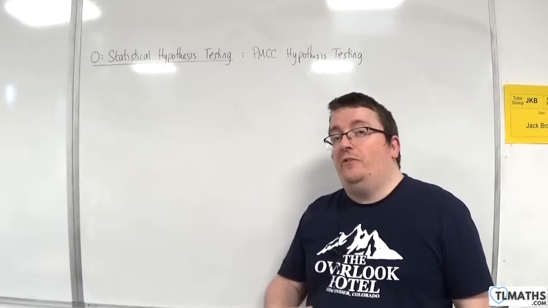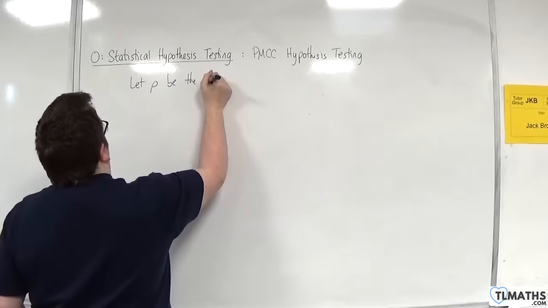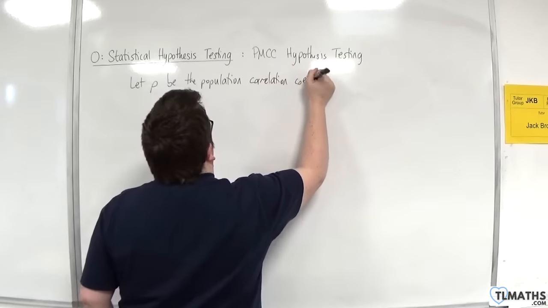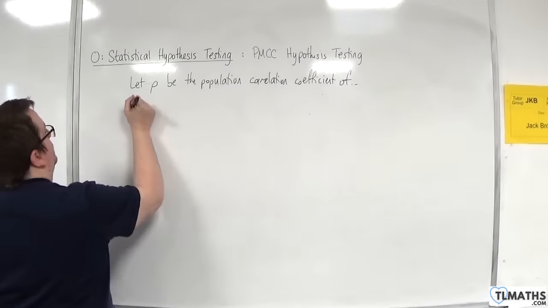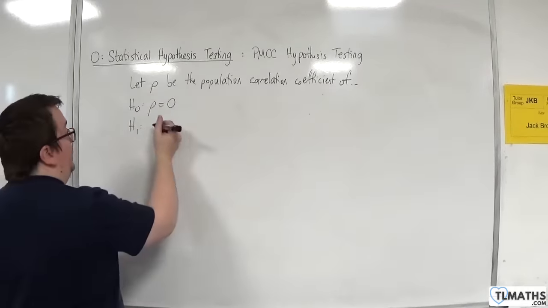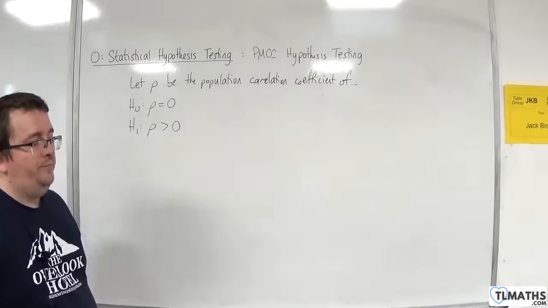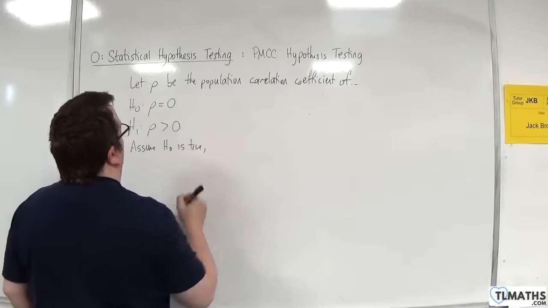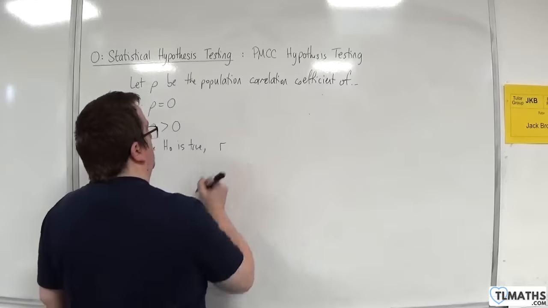With PMCC hypothesis testing, we start off with: let rho be the population correlation coefficient of, and then we describe the two variables that we're working with. H0 is always rho is equal to 0. H1 could be rho is less than 0, rho is greater than 0, rho is not equal to 0, depending on what type of test we're doing. Then we assume H0 is true. We calculate the PMCC of our sample, which is r.